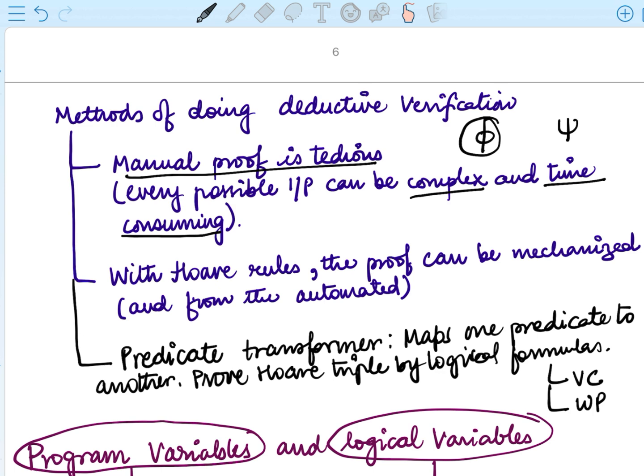Whereas we have another method which is called Hoare proof. With Hoare rules, the proof can be mechanized. Now you do not need to put in 1000 values and see if it is true or not. You just need to mechanize through some grammar, through some symbols in order to automate a little. Not complete automation, but automate a little.